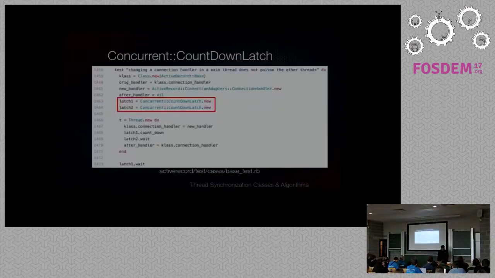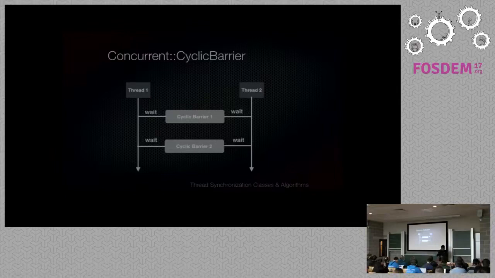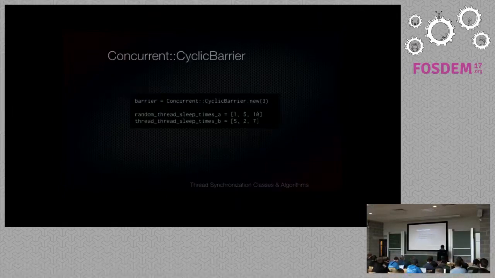So one of the snippets of Rails is using countdown latch. So we have cyclic barrier. Two or more threads can wait for a cyclic barrier. If they reach the first cyclic barrier, they continue. So all threads stop at the barrier. It's a synchronization aid that allows a set of threads to wait for each other to reach a common barrier point. So this is an example of cyclic barrier.